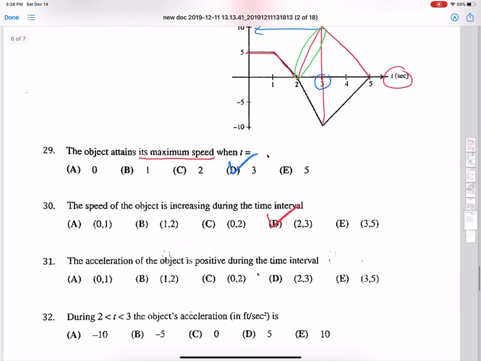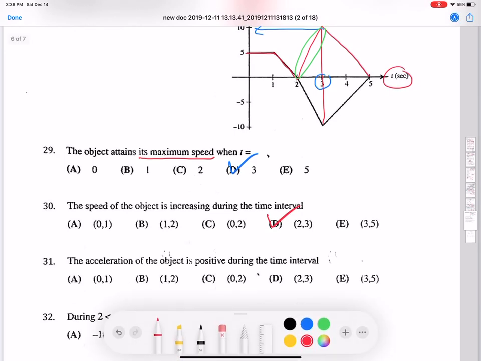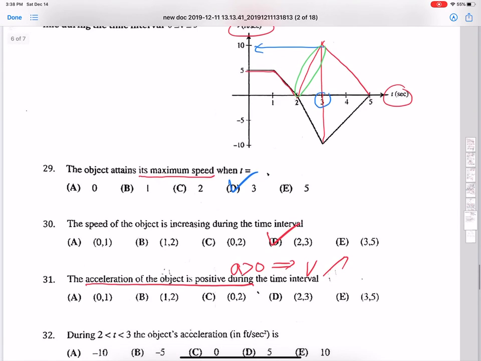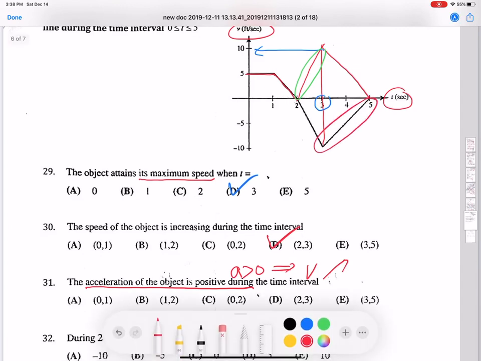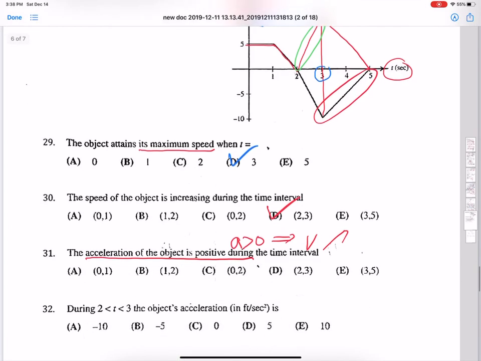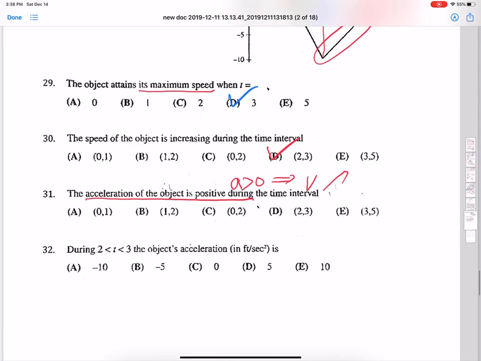Acceleration of object is positive. It's positive acceleration. Positive acceleration, what does it mean? Velocity function is increasing. So given function graph is a velocity function, right? When the velocity function is increasing, it's here, right? 3 seconds to 5 seconds. So positive acceleration means velocity is increasing at 3 to 5.